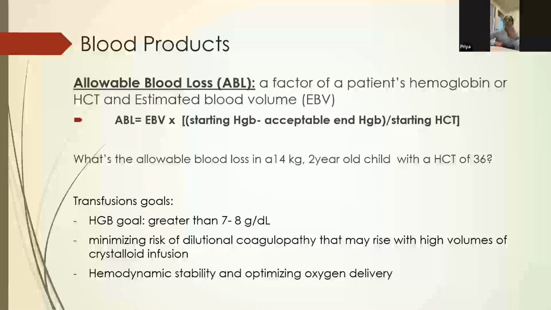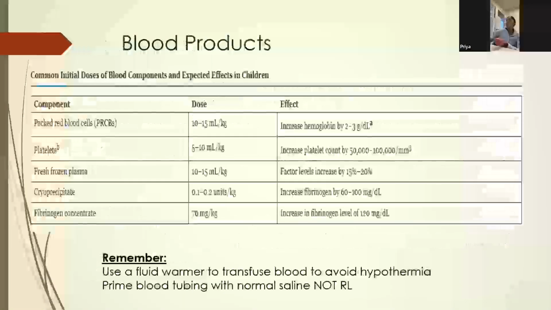So after giving about 2 volumes of resuscitation, so in an adult, maybe 2 units of blood, you might want to consider giving other things like factors, FFP or plasma, because you want to ensure that you have the other components of your blood that will lead to clot formation. And then you, of course, want to optimize hemodynamic stability and optimize oxygen delivery.